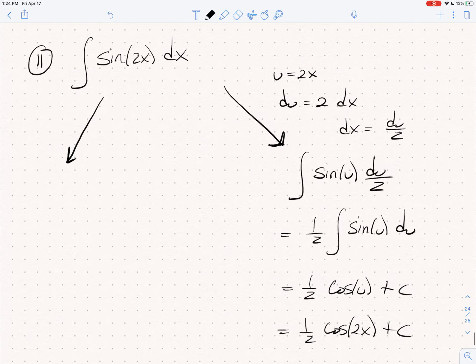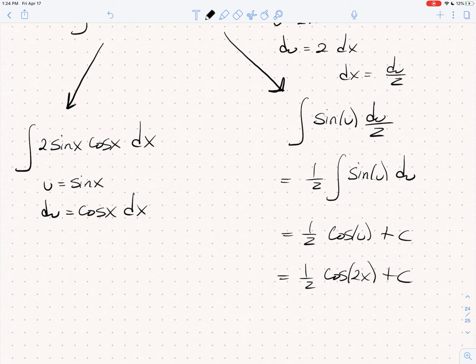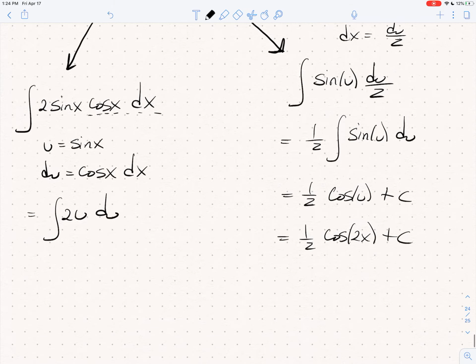All right. On the other hand, you might remember the formula that the sine of 2x is 2 sine x cosine x dx. And you could do u equals sine of x, and so then du is cosine of x dx. Well, gosh, you've got that sitting right there. So this becomes the integral of 2u du. So you just get u squared plus c. So you get sine squared x plus c.